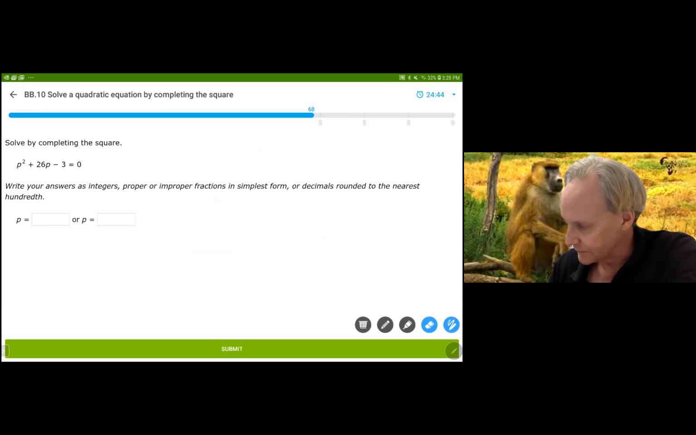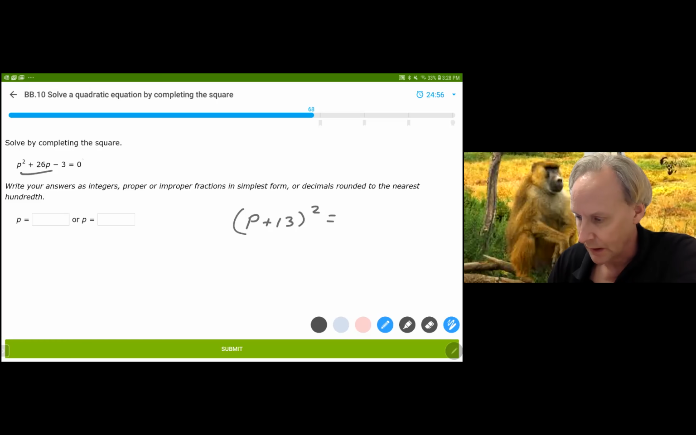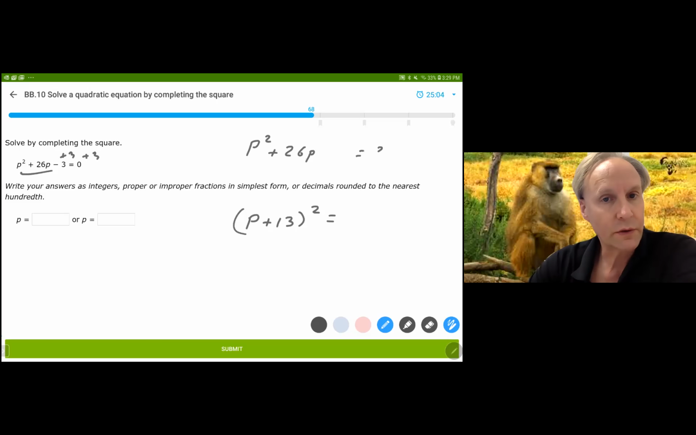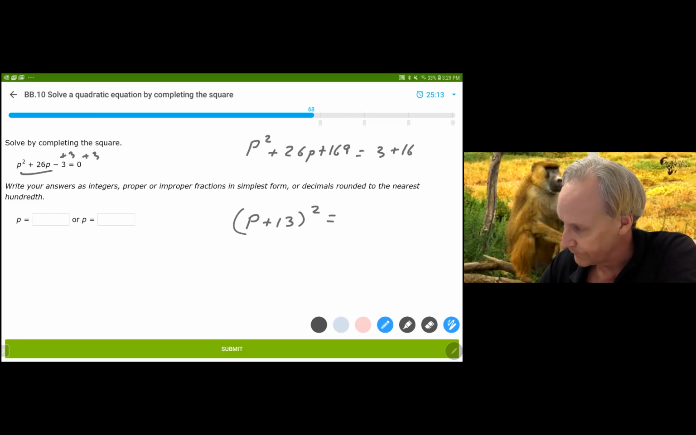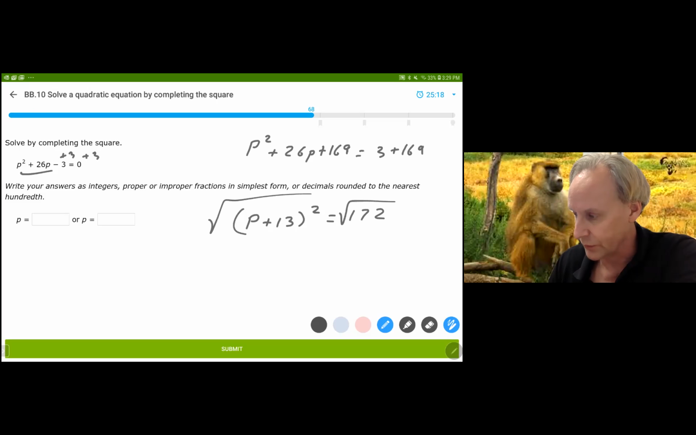I think I'm gonna shortcut it a little bit. I'm just gonna go to the p plus 13 squared. I know that's what's coming. I'm adding the 3 to both sides. And I'll just write it up here. P squared plus 26p equals 3. And in order to get the 13, we need the 169. And that is 172. And we're going to take the square root of both sides.